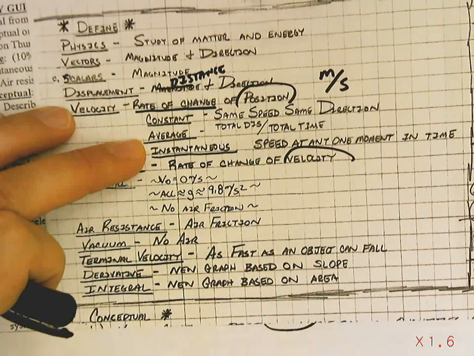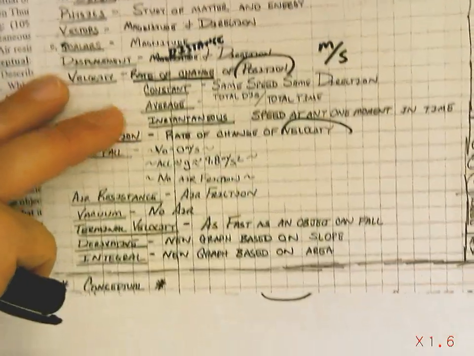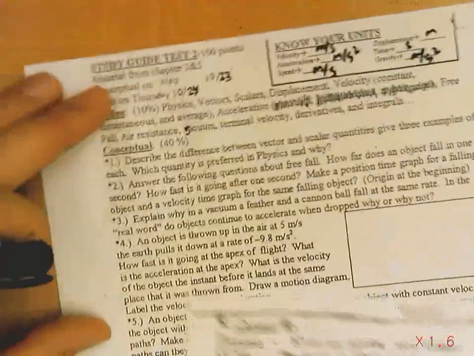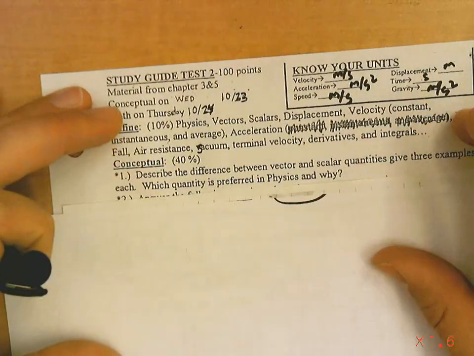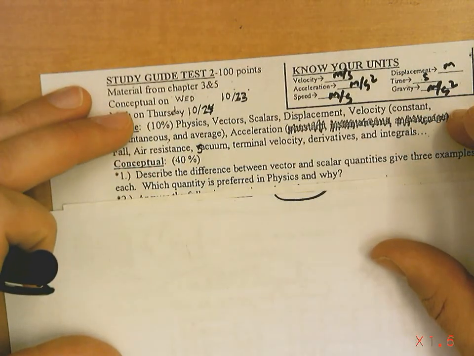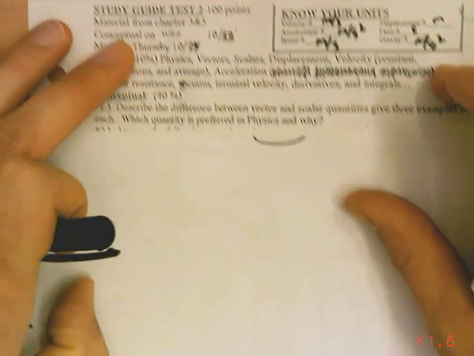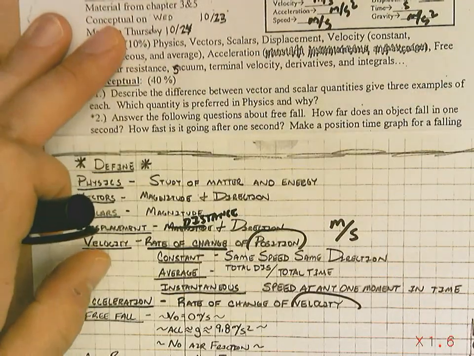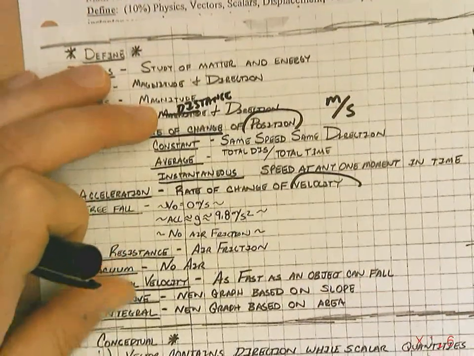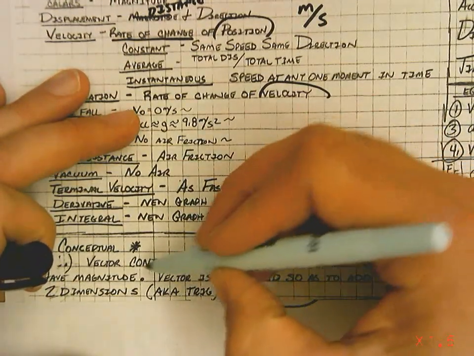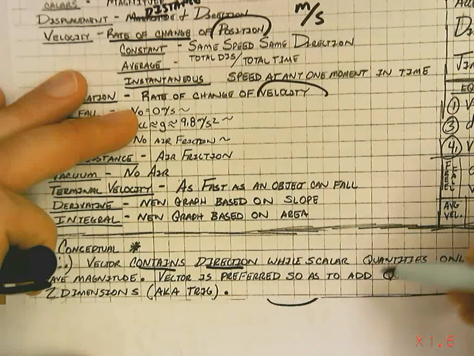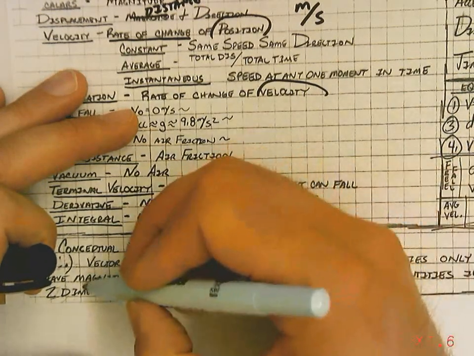Let's get into the conceptual now. So for the conceptual, the first question here says, describe the difference between vectors and scalar quantities. Give 3 examples of each. Which quantity is preferred in physics and why? So we come down here and we take a look at our answer. So, you know, vectors are preferred. And the reason they're preferred is because they contain direction, while scalar quantities only have magnitude.